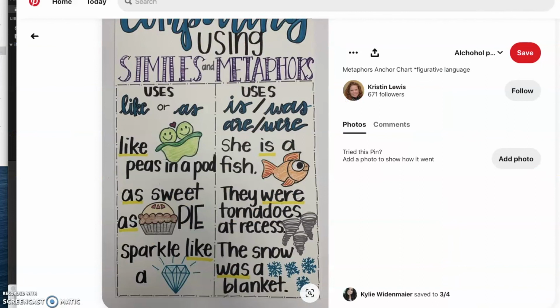And finally, a really hokey poster, just to show you the difference, because a lot of people get similes and metaphors mixed up. Similes use words like or as, and metaphors directly compare them to the thing. So if you look at the metaphors: she is a fish, they were tornadoes at recess. What they're saying is they were those things. The snow was a blanket, right? Where similes are: she was like two peas, or they were like two peas in a pod, or as sweet as apple pie, or sparkle like a diamond. They are kind of like a metaphor, and they're both used in advertising. But in metaphors, you're basically saying someone is those things.